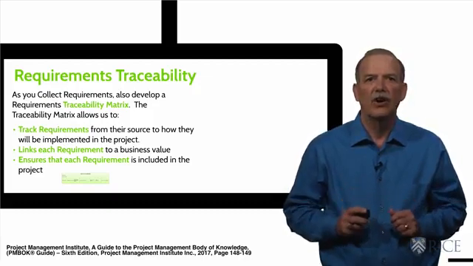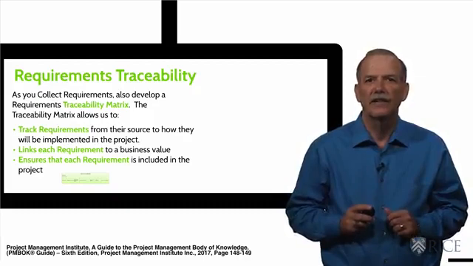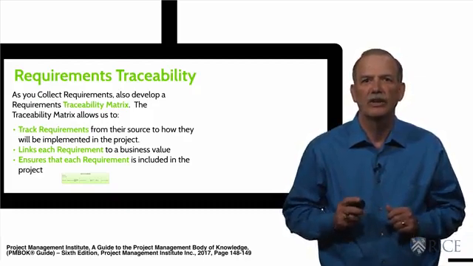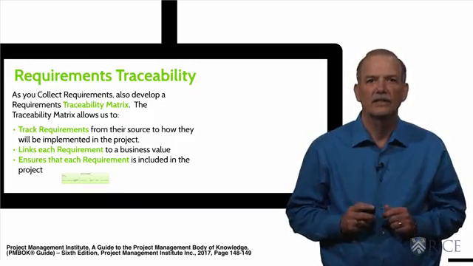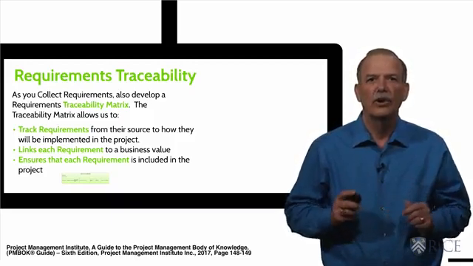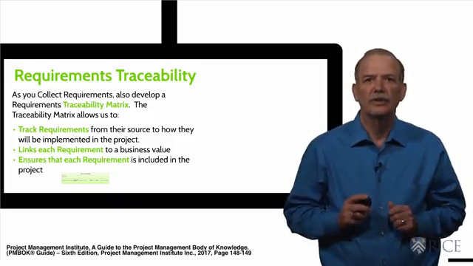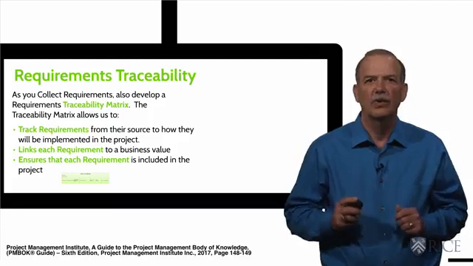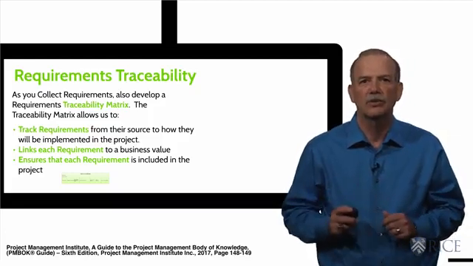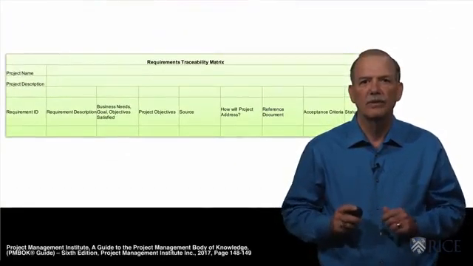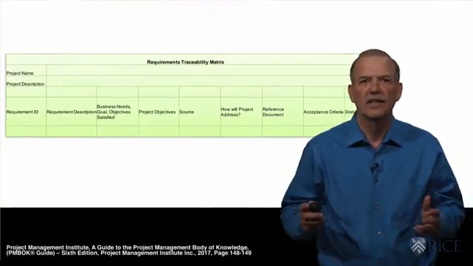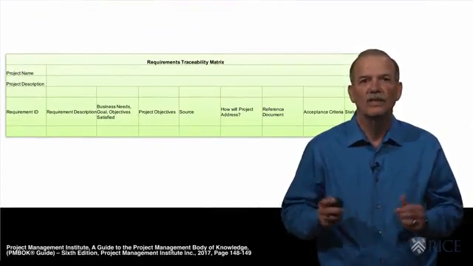The matrix can also be used to capture any modifications to the requirement that are made to resolve conflicts and its overall priority on the project. It should also include a description of how we will satisfy the requirement, including the acceptance criteria. A good requirements traceability matrix will look something like this, the one we see here on the screen.